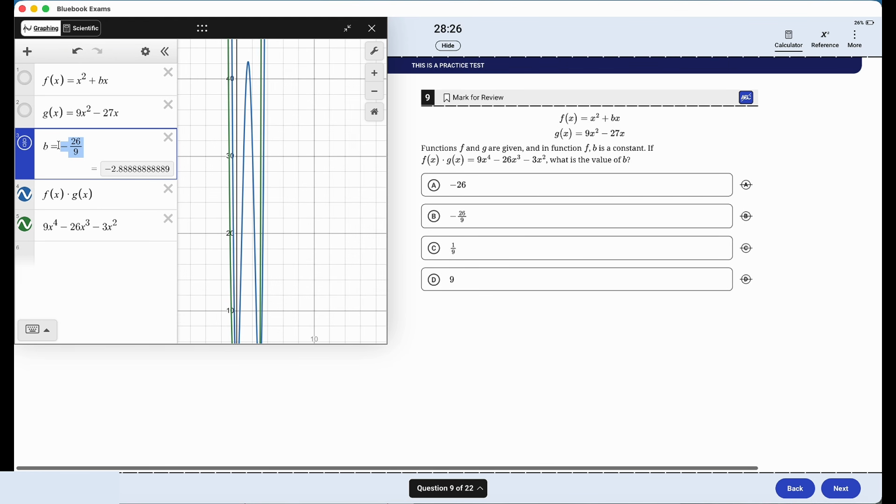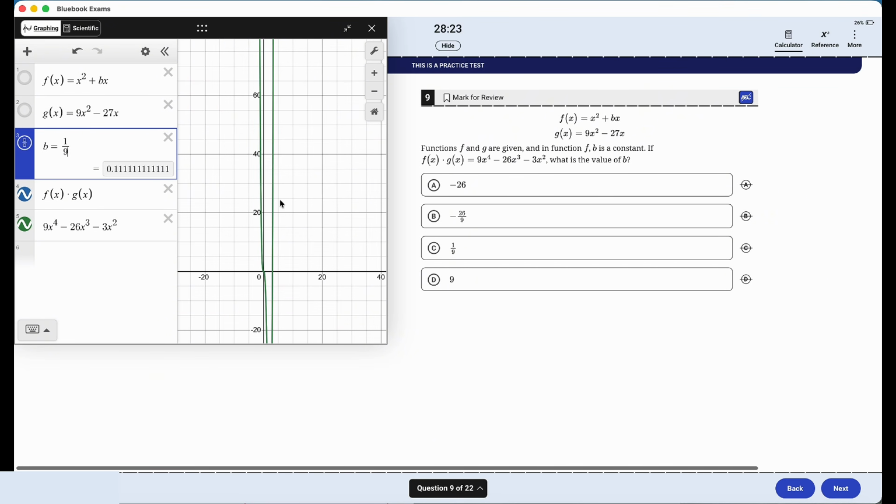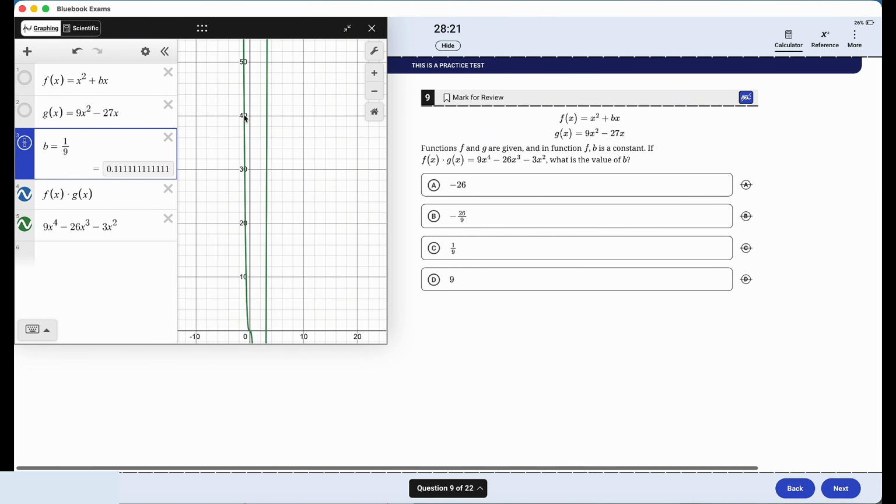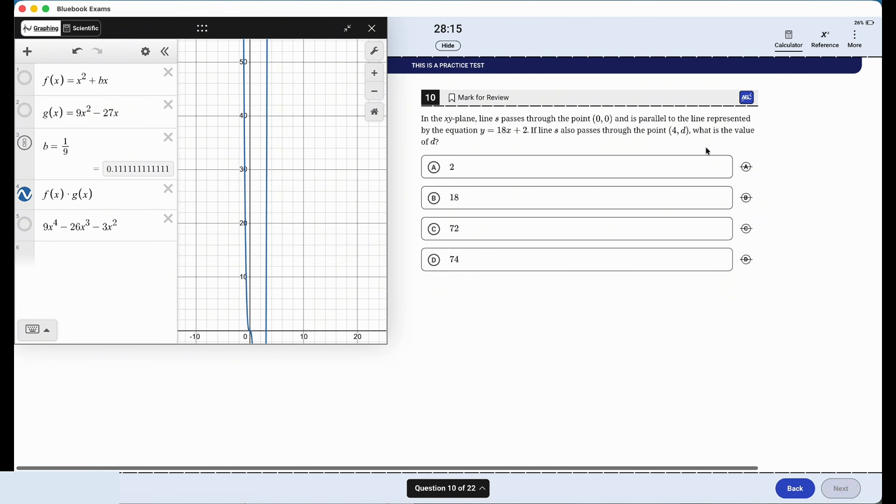Then I try the next one. Let me try 1 over 9. I don't see another graph. I think this is it. Sometimes it's hidden under the other one. So you see, if I turn off the green one, there it is. The blue one's underneath it. So that's how I know that's the correct one.